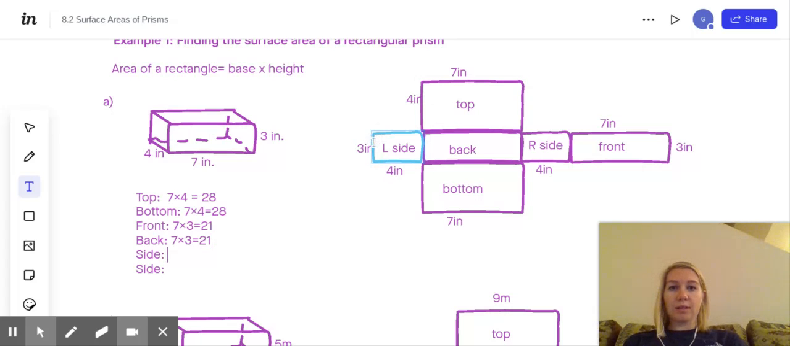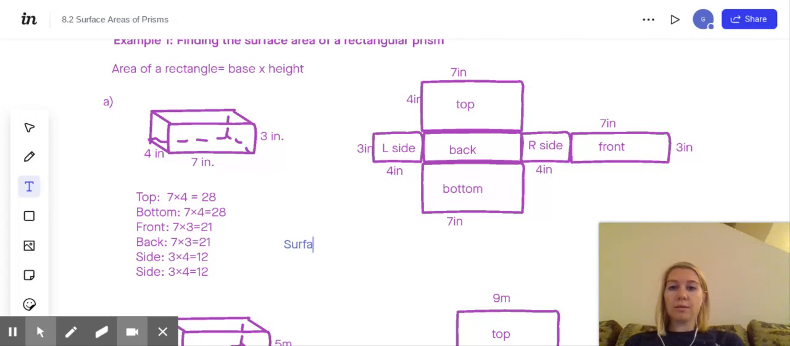Okay, here's the left side, which is 3 times 4, which is 12. And the right side, which again is 3 times 4, which is 12. Okay, so that's all cool, but we want to find the total surface area. So to do that, now we need to add up all of these numbers.